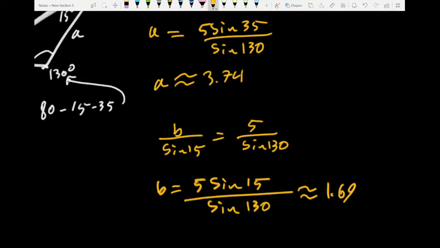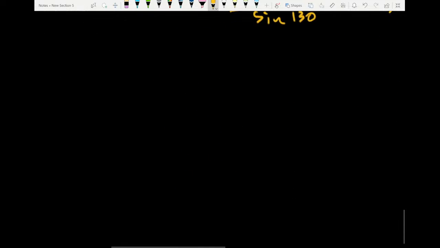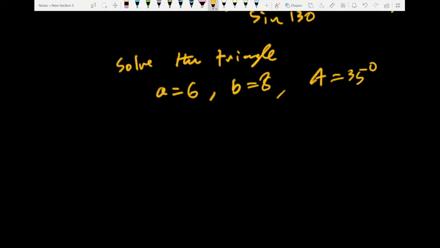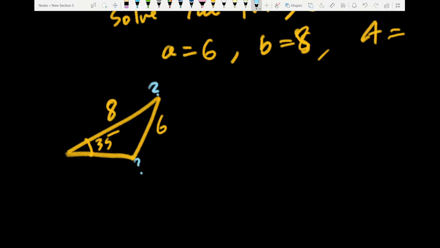Now the following problem is a little bit tricky. Here's the reason it's a little bit tricky. It has to do with the sine inverse function. So, solve the triangle. If I say A is 6, B is 8, and angle A is 35 degrees. So side B is 8, side A is 6, and this angle is 35. I want to find out all the missing sides and angles, like this one, and so on.